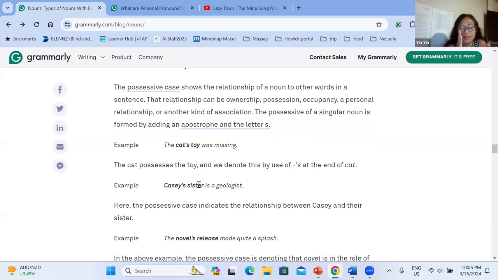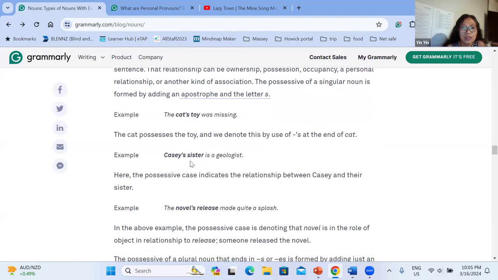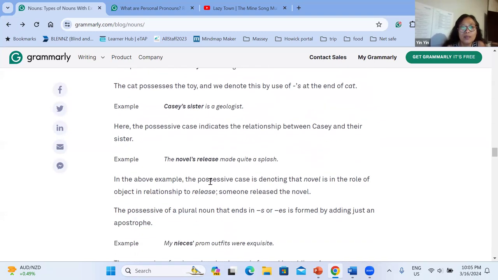The cat possesses the toy, and we denote it with an apostrophe at the end of cat. Sister shows the relationship, as does husband. The novel's release made quite a splash.